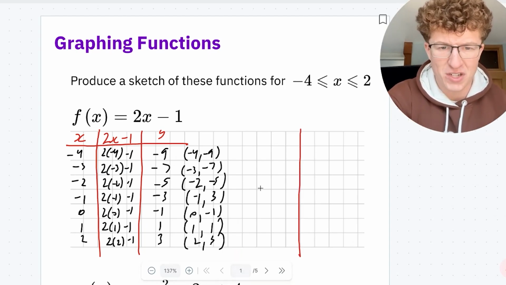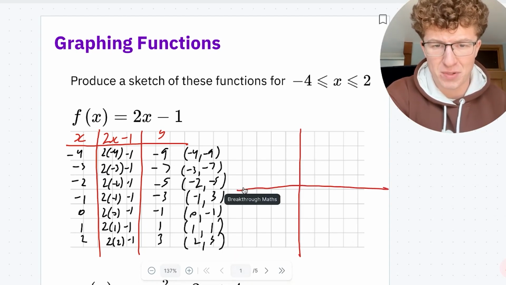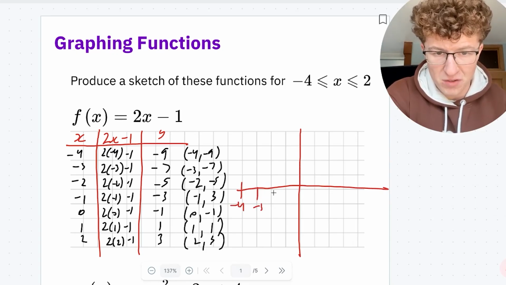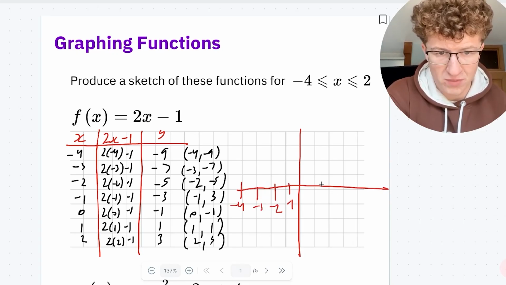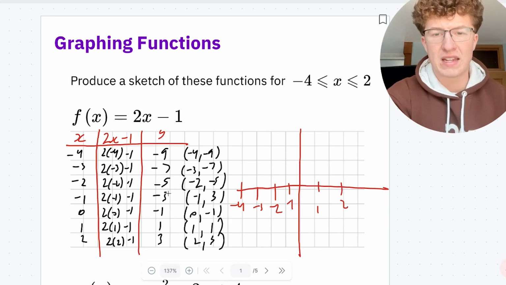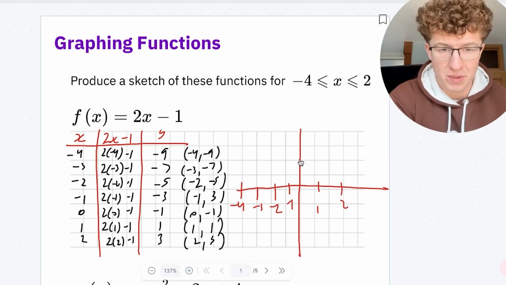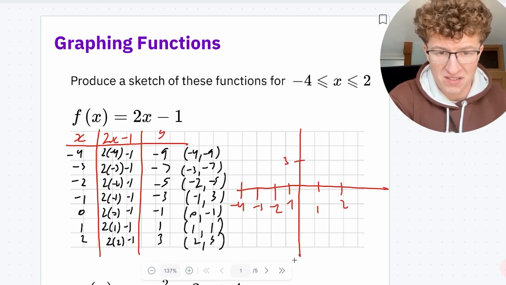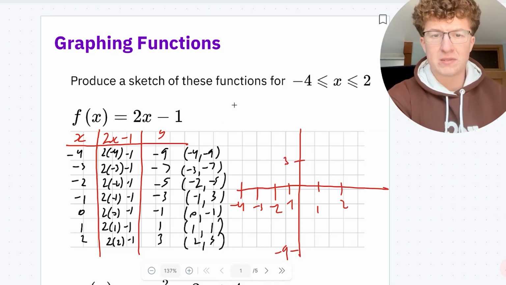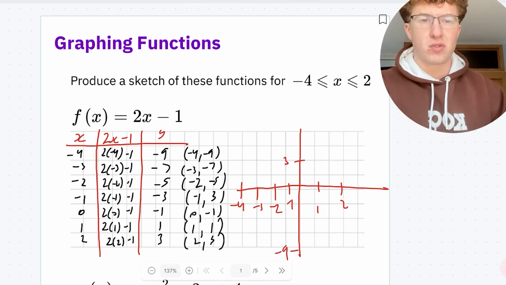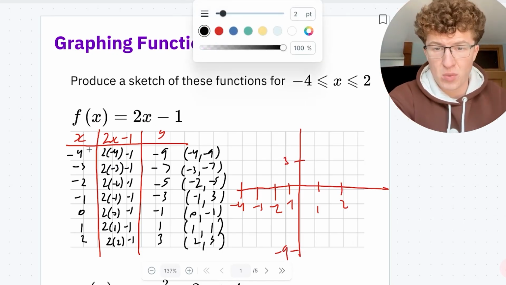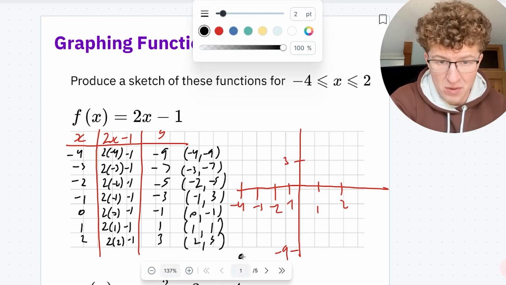This is going to be a rough sketch now. I don't have enough room to make it exact, but you're going to have -4, -3, -2, -1, 1, and 2. And then the y values go from 3, we'll put 3 like here, to -9. -9 will be way down here. What you're going to want to do is just draw these points. So we have -4, -9. That's going to be down here somewhere.